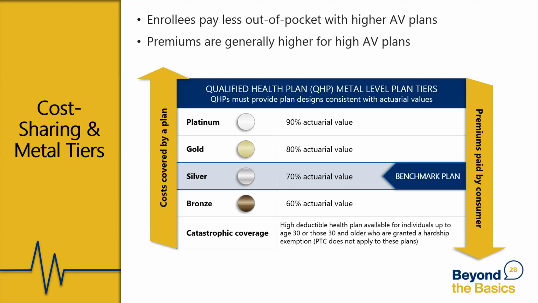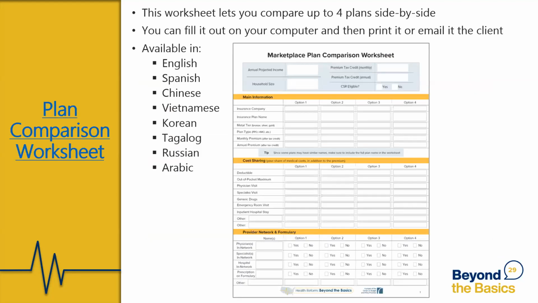But the actual cost sharing charges plans differ widely, even among plans at the same AV level, which is why it's always really important to take the time to compare plan options side by side. And we have a resource that can help you do just that. Our plan comparison worksheet allows you to compare up to 4 plans side by side. You can download it and fill it out on your computer, then print the completed worksheet for the client or email it to them. And this worksheet is available in 8 languages on our website.